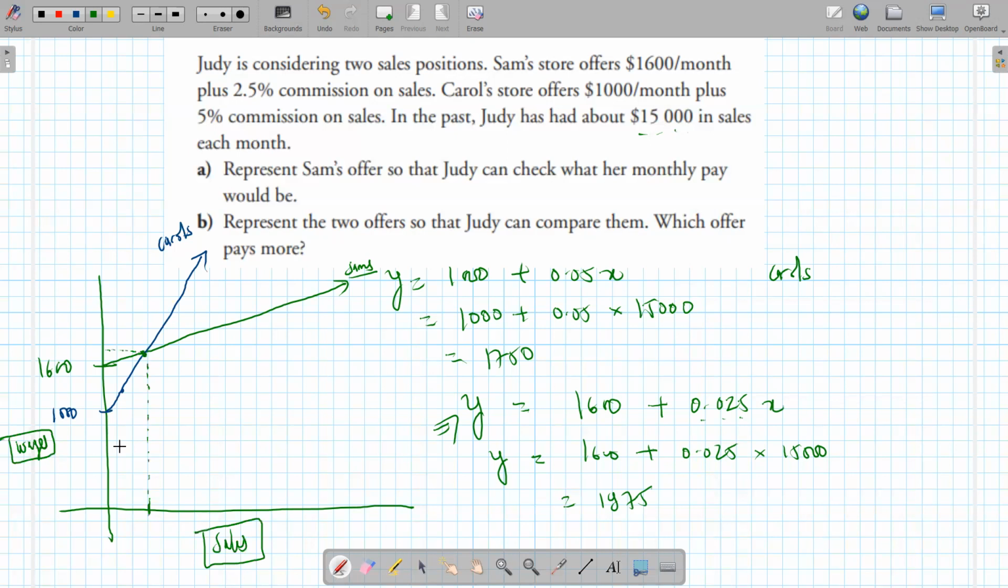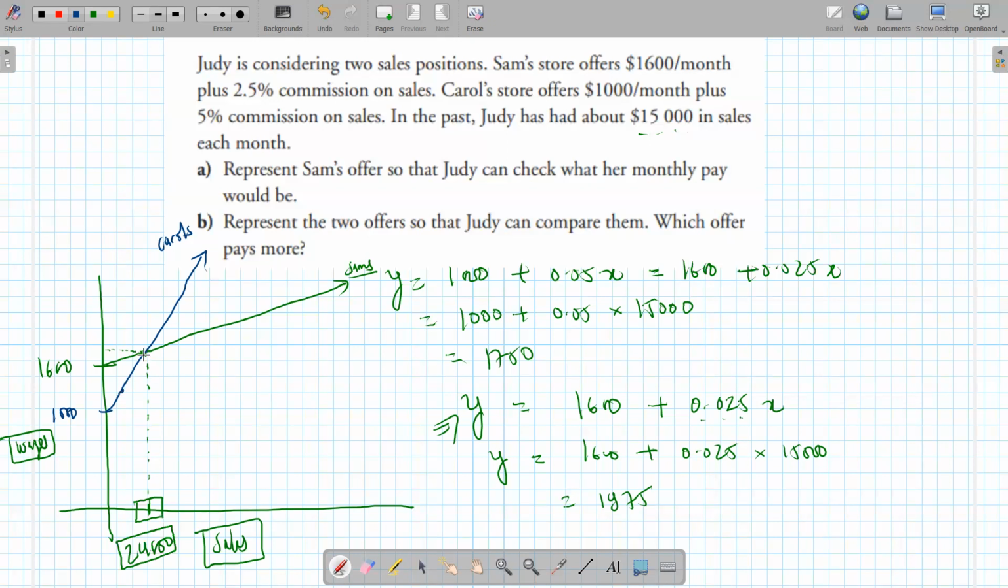So there comes a point for both stores where the wages are equal. We can quickly find that by just doing this equals this. Let's just find that point. Again, I'm just setting the two equations equal to one another. So it's going to be 600 divided by 0.025, divided by 10. So 24,000. If she does $24,000 in sales, then both of them are going to be equal. It doesn't matter which job she goes with.